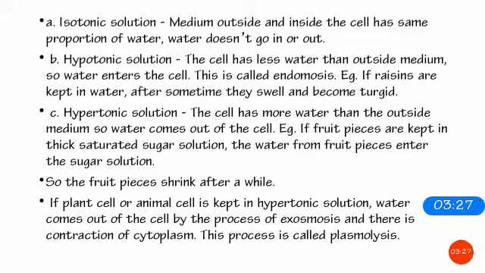Again, so the cell has more water than the outside. All right. Cell has more water than the outside. तो बाहर क्या होगा, कम पानी होगा, right? So that is why cell के अंदर का पानी बाहर चला जाता है. So that is why if a plant cell or animal cell is kept in the hypertonic solution, it is going to shrink. And जब बाहर जाता है पानी सेल से तो it exits, right? So that is why it is called exosmosis. What is osmosis? The movement of water from higher concentration to lower concentration. And there is contraction of cytoplasm, and this process is called plasmolysis.